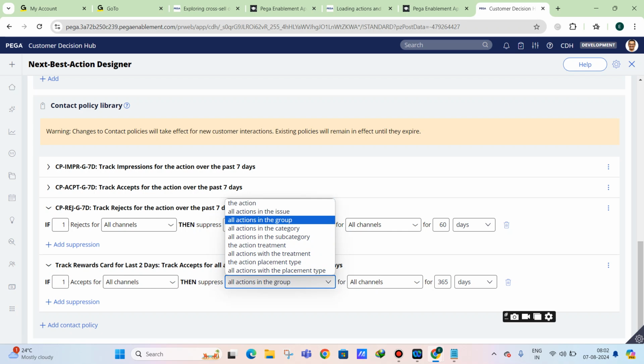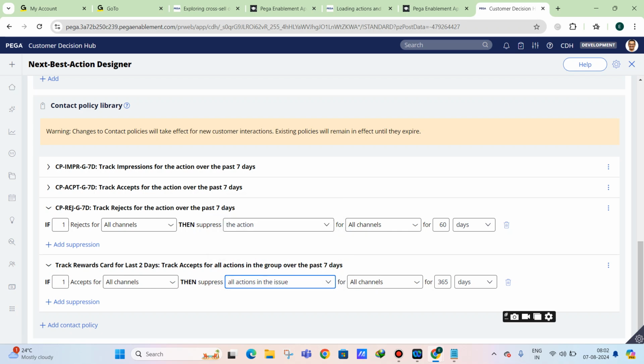So instead of setting at group level, this time I need to set the accept at issue level, right? Because in that particular issue, in any group, the customer might accept any action. In that particular issue, any loan, if the customer accepts, then we should not show any loans to that particular customer in any channel for the next 1 year. That is what we are doing here.